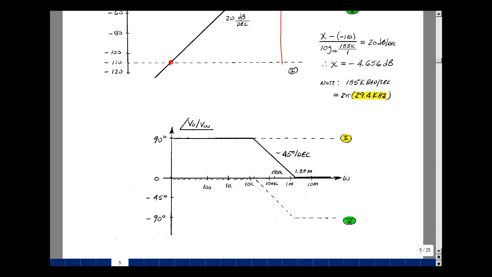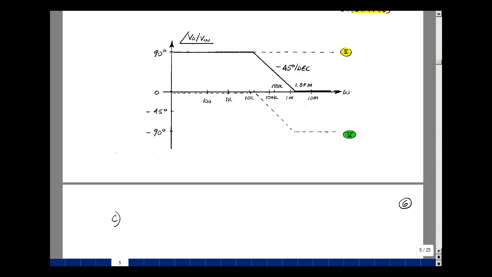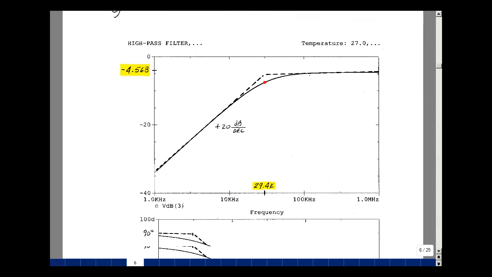Let's take a look at what the SPICE results look like. My output node was node 3. My input was node 1, but my input is equal to 1 volt, so node voltage 3 is the transfer function. I'll do this in dB. And here's the actual curve. And then with the cursor, I measured the value. It was a minus 4.568 dB, so very close to what we hand calculated.